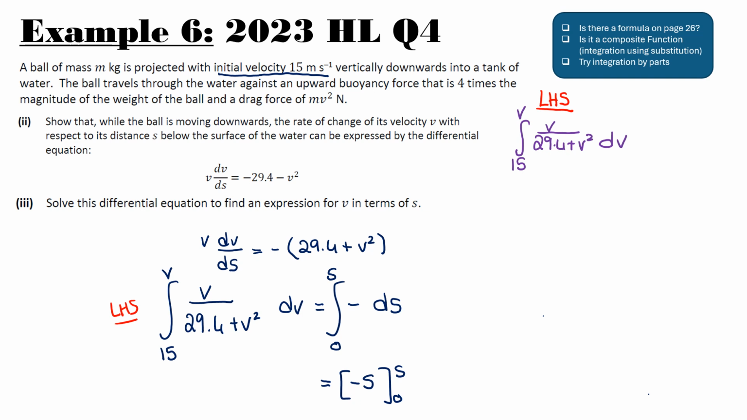The next thing is, is it a composite function? Now, this is a composite function. It can be really hard to see. Effectively, what we have is a 1 over x, but the bottom line has then been made more complicated.